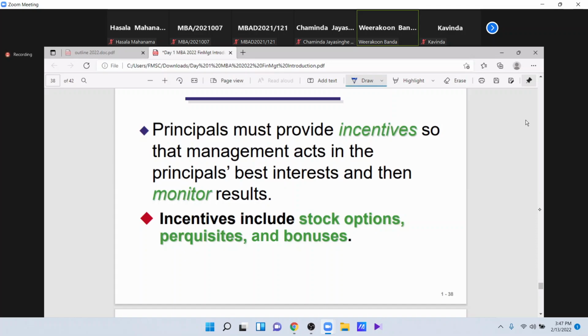Principals must provide incentives so that management acts in the principal's best interest, and then monitor results. Incentives include stock options, perquisites, and bonuses. In order to eliminate that divergent behavior, there are different alternatives. One is stock options. The company can give some shares to the managers, then they also become shareholders or owners.